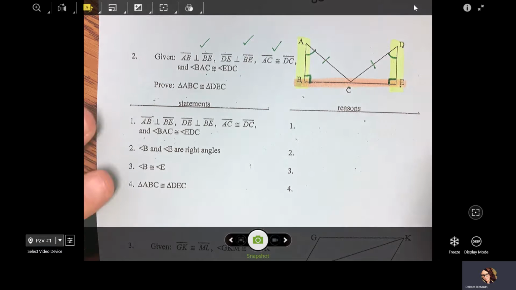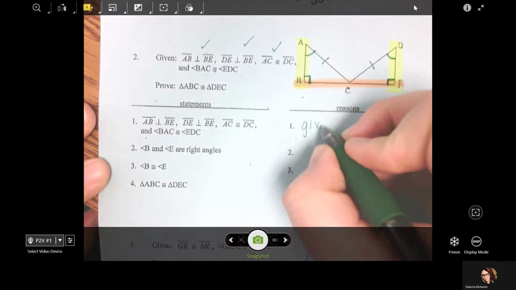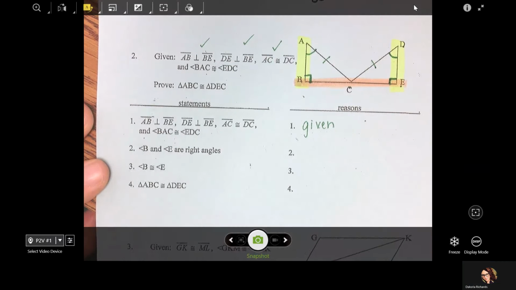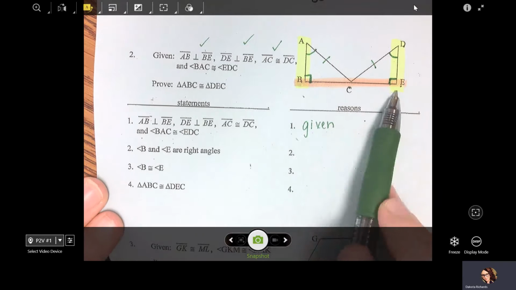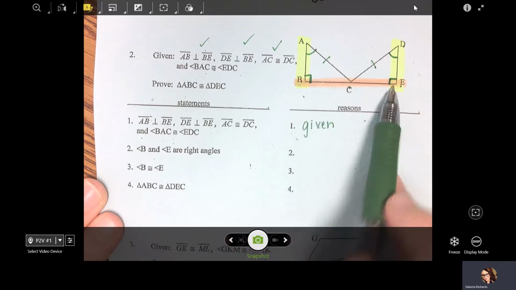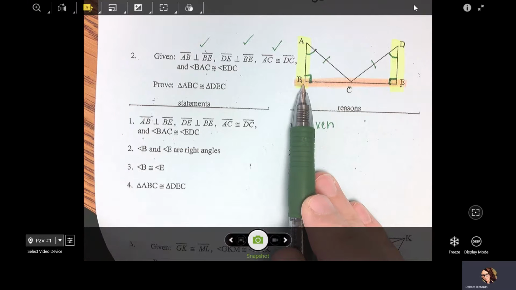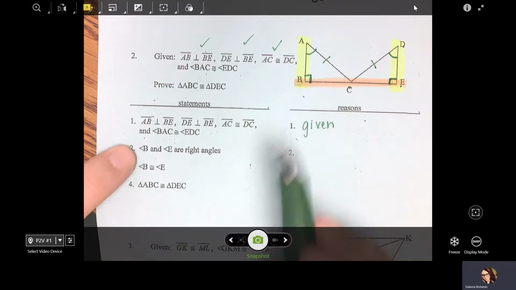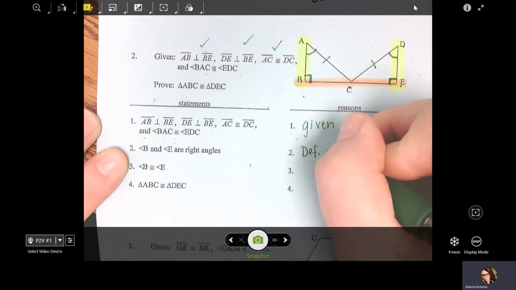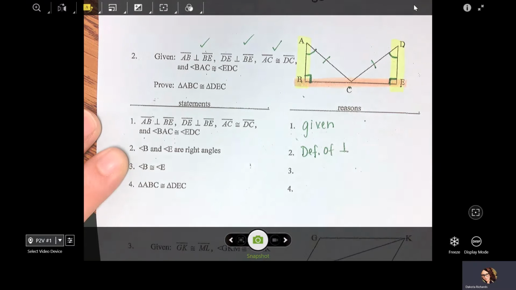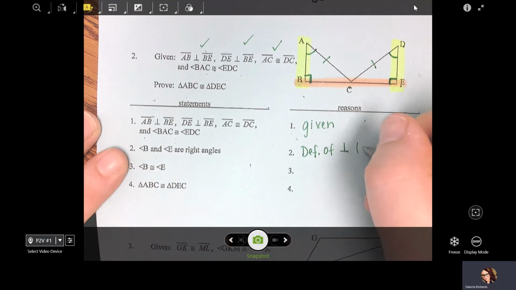Okay, easy enough. So reason number 1 is you're given. Angle B and angle E are right angles. How did I know to put those right angles where I did? Because that's where those lines intersect. Those are perpendicular lines. Perpendicular lines create right angles. So reason number 2 would just be definition of perpendicular. Yes, this little upside down T means perpendicular. It's the definition of perpendicular lines.